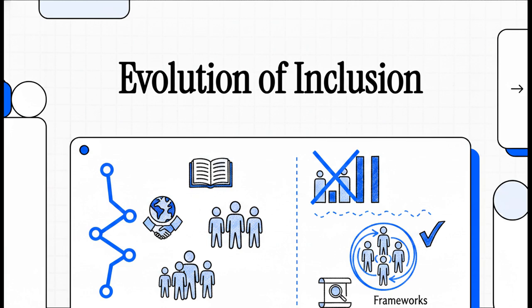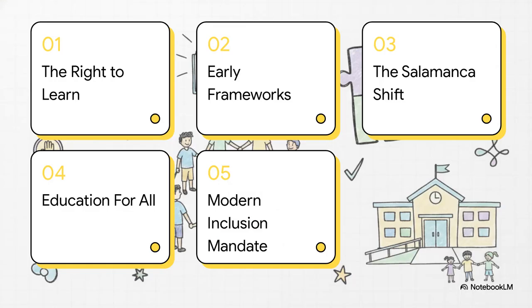Today, we're going to trace the incredible, decades-long journey of international disability rights. By unpacking the exact frameworks that shaped our modern world, we'll get to see exactly how global authorities, slowly but surely, realized that true education absolutely cannot exist alongside segregation. Let's dive right in. Here's our roadmap for today.